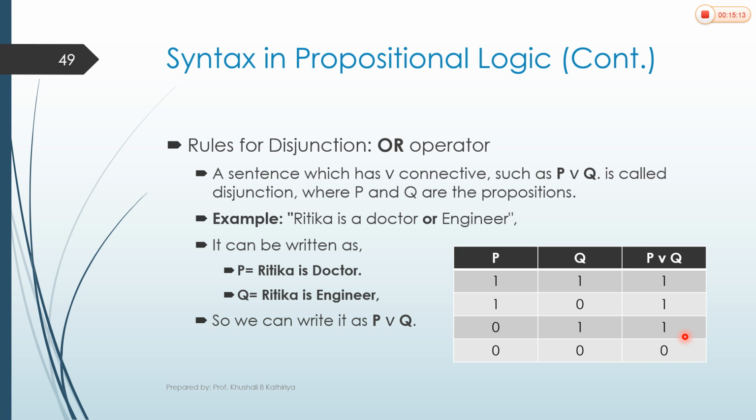Rikita is not a doctor and Rikita is not an engineer: it means false. One of the two must hold, we don't know which, but she will be either a doctor or an engineer, so this is false. Again you can memorize this for your reference: in the OR operator, if both are true then it's true; if any one sentence is true then it's true; if both are false then our output is false.